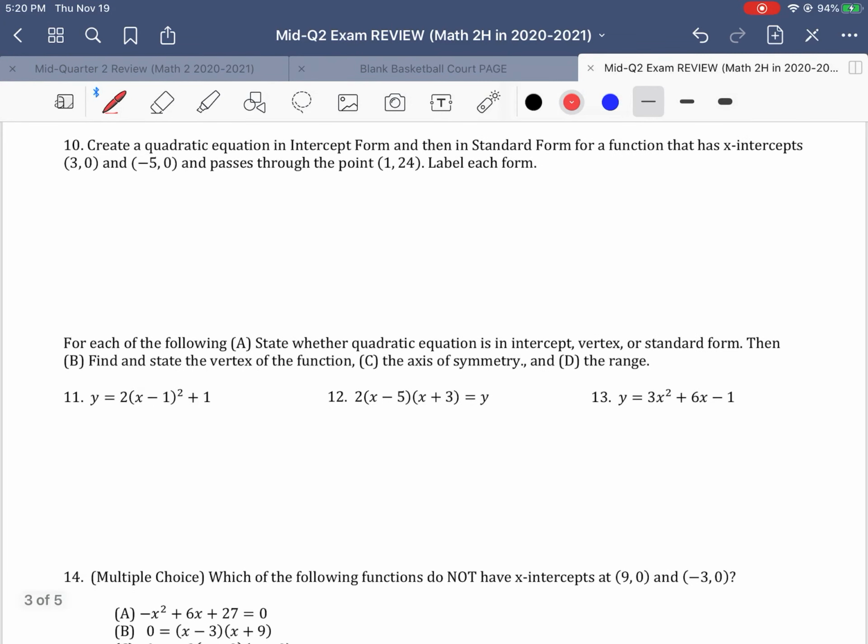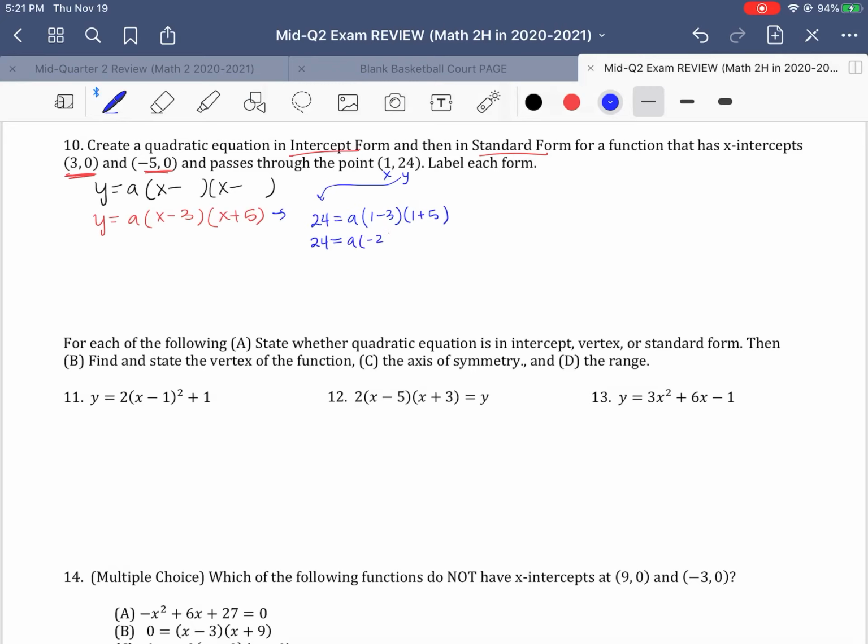All right, number 10 is asking us to create another quadratic equation. So this one's in intercept form this time, and then in standard form. So remember, intercept form, I'm going to start with its basic. This is the one with x minus. So if we go ahead and we plug in our intercepts, remember intercepts are the values where y is 0. So we would have y is equal to a times x minus 3 and x minus a negative 5, which makes plus 5. We then are given that solution point or extra point to help us find the a value. So if I come over here and say, well, if I put 24 in for the y, and everywhere there's an x, I'm going to put a 1 in.